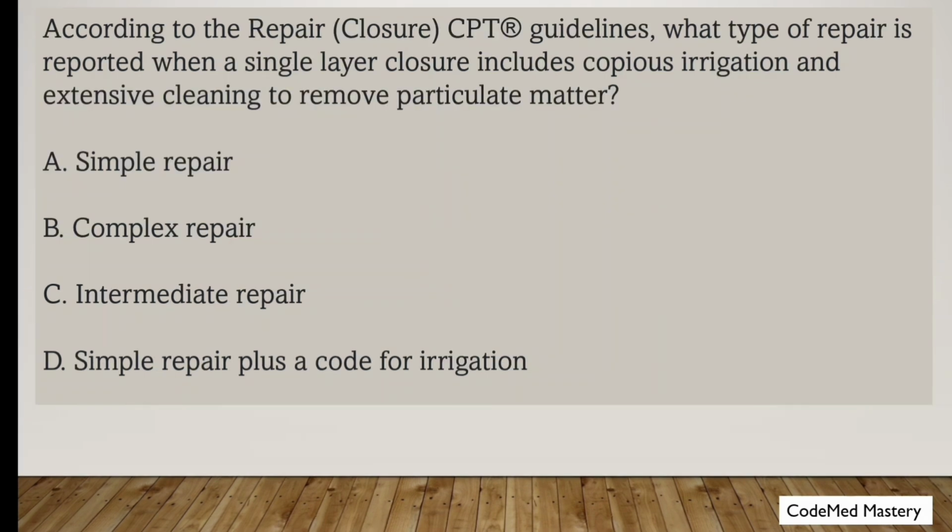According to the repair CPT guidelines, what type of repair is reported when a single layer closure includes copious irrigation and extensive cleaning to remove particulate matter? Option A, simple repair. B, complex repair. Option C, intermediate repair. Option D, simple repair plus a code for irrigation. The correct answer is option C, intermediate repair. According to repair CPT guidelines, when a single layer closure includes copious irrigation and extensive cleaning to remove the particulate matter, it is considered intermediate repair.